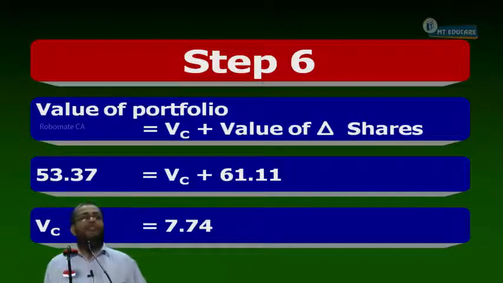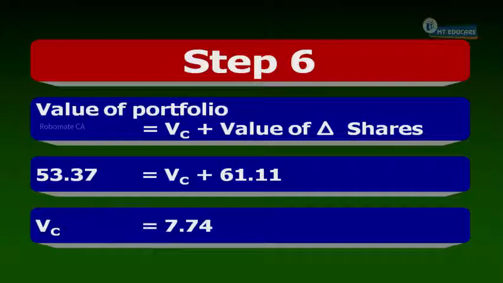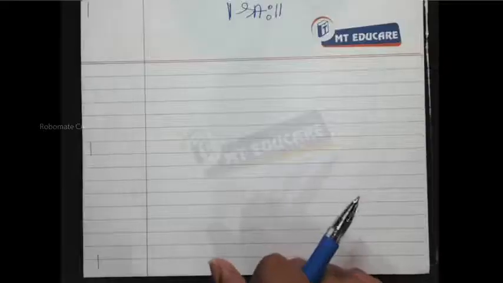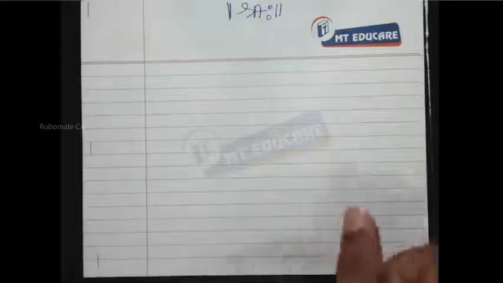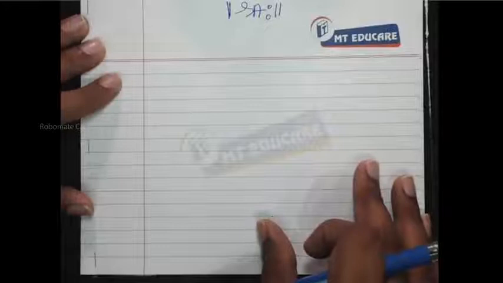The value of the put option can be found out using what equation? Put call parity equation. The value of the put option can be found out using put call parity equation. Now, everybody, can I proceed or not?